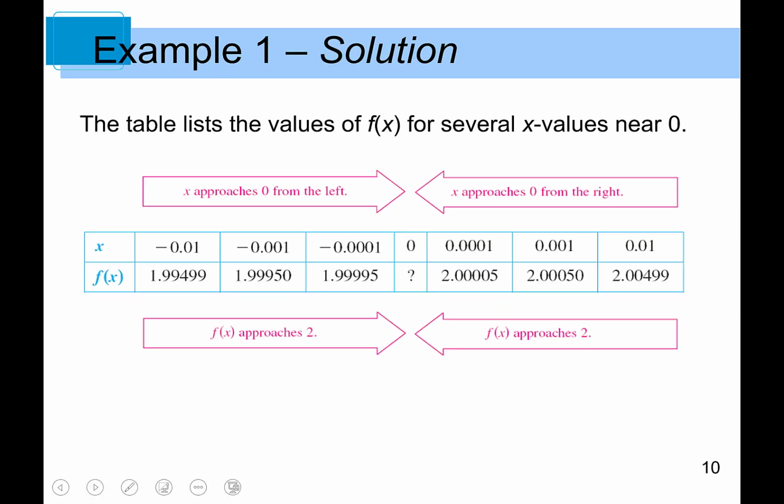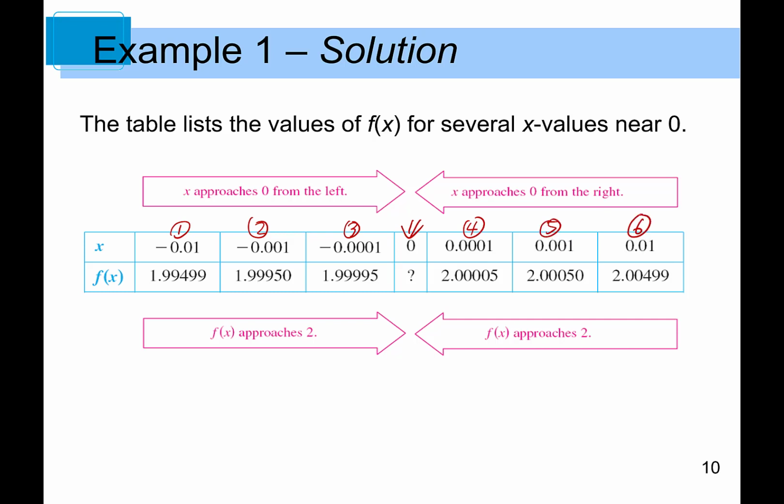Okay, so we create a table just like what we did in the previous example. Pick some values from the left-hand side of 0, starting with negative 0.01, the second one is negative 0.001, the third one is negative 0.0001. And 0 is what we are looking for. Then we pick 0.0001, 0.001, and 0.01. All these numbers are in increasing order.